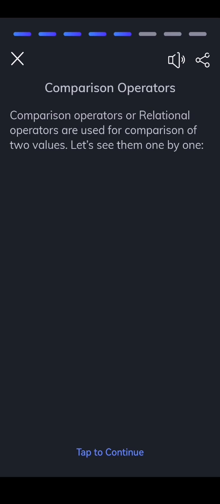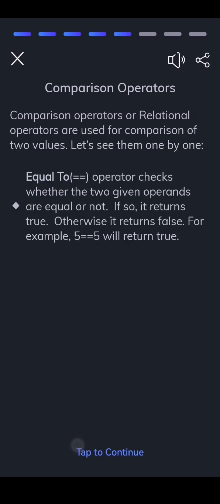Comparison operators or relational operators are used for comparison of two values. Let's see them one by one. Equal to: the == operator checks whether the two given operands are equal or not. If so, it returns true. Otherwise it returns false. For example, 5 == 5 will return true.